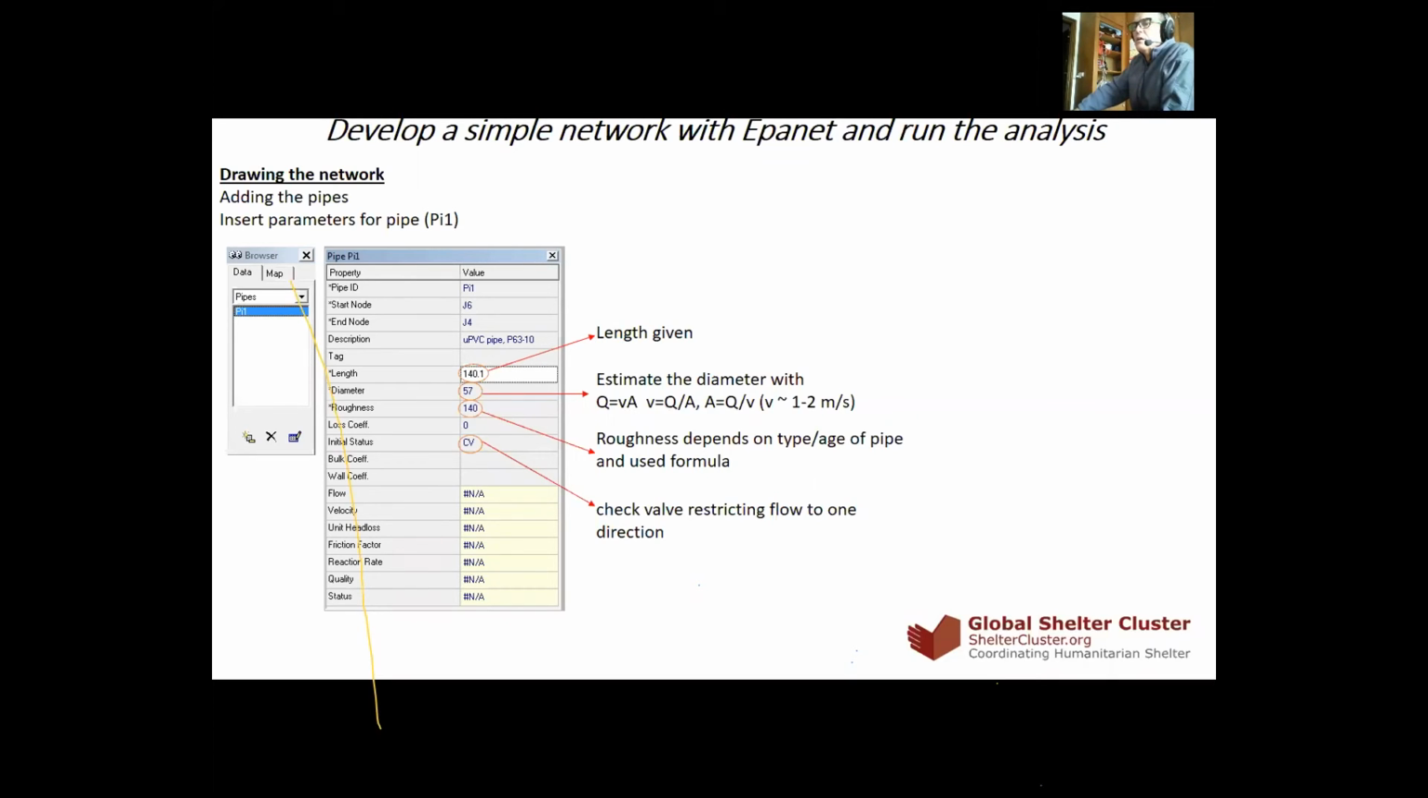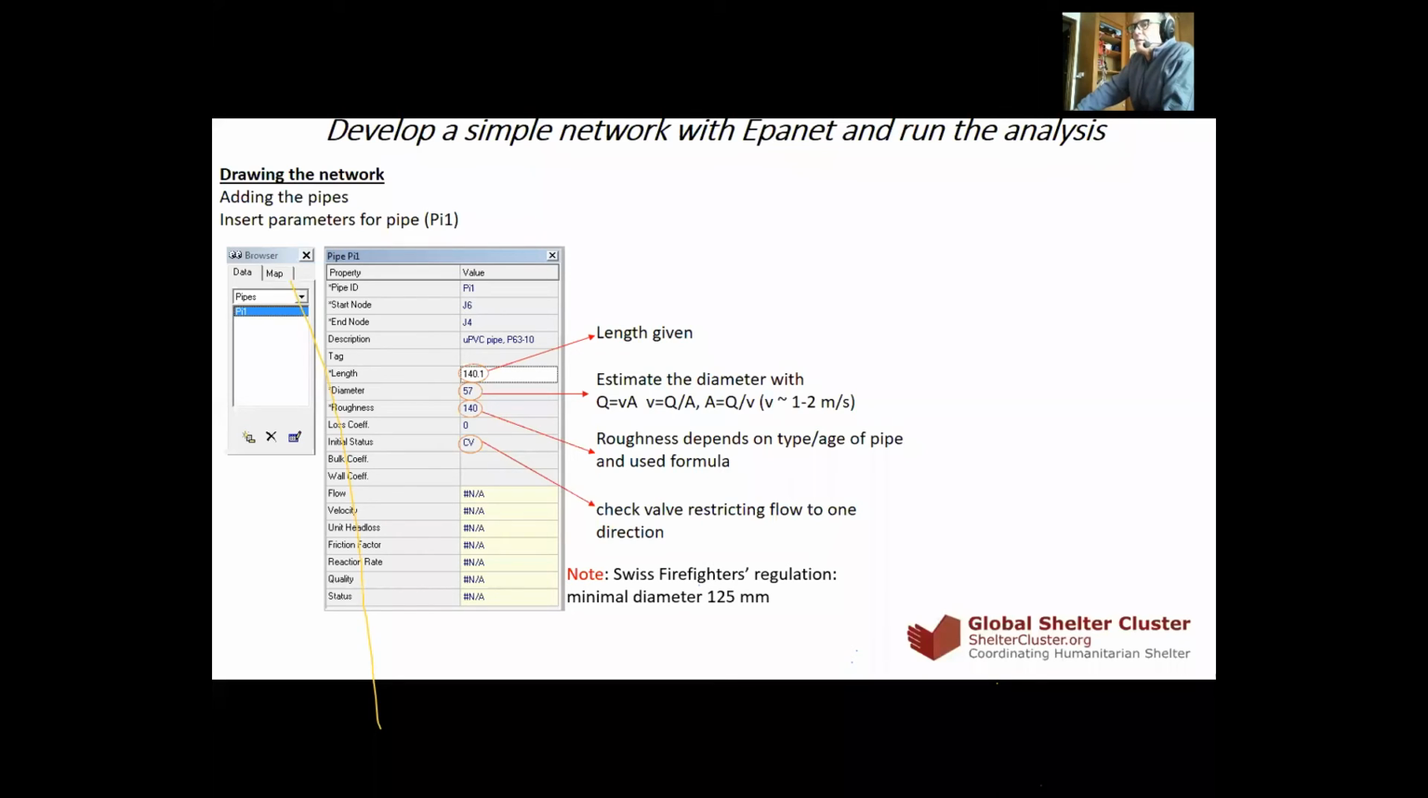And then the roughness factor should be 140 already if you have set the default 140. Otherwise, you can change it. Maybe important is this point, initial status, CV. That's actually the only valve which is included automatically in a pipe. This is the control valve. If it's open, the system will allow the water to flow in both directions. If it is CV, the water will flow only in one direction. You can keep it open, no problem.